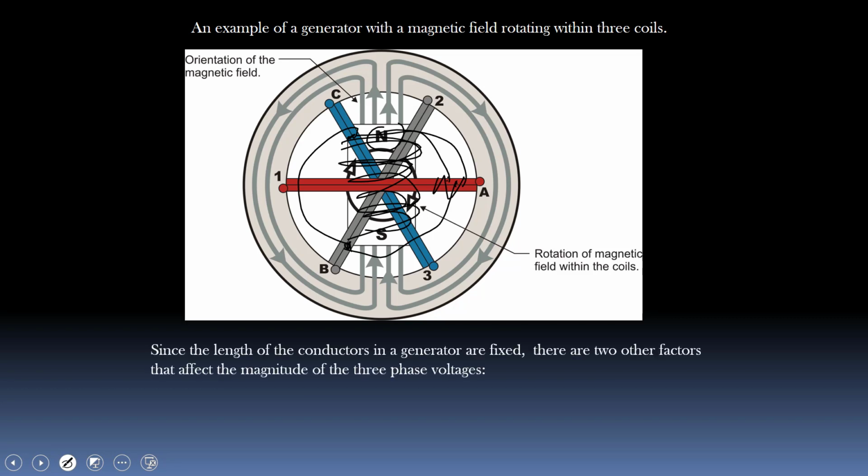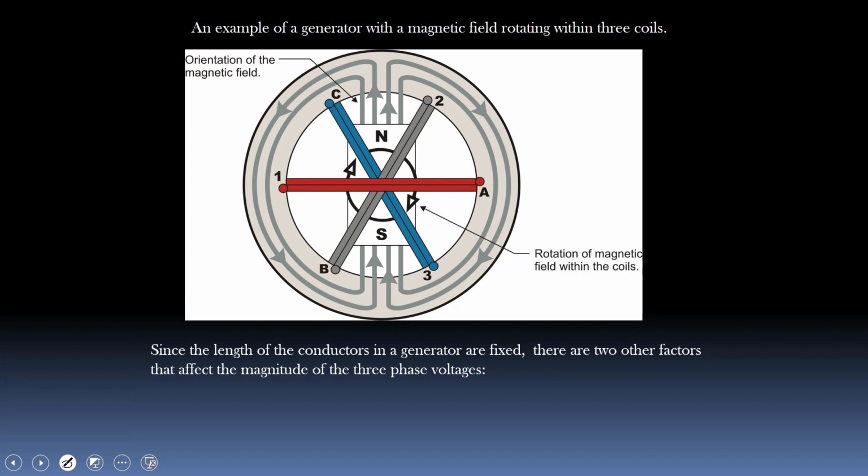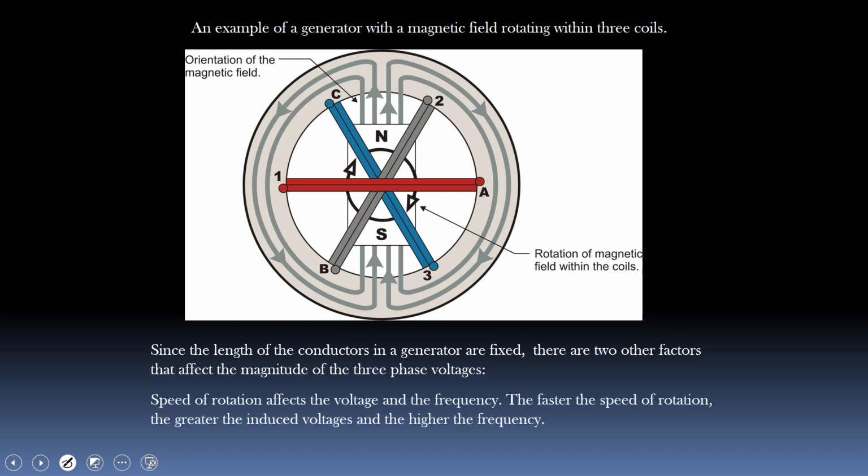So what are the factors that affect this amount of induced voltage? Well, so this is a bit of a review from second period. It says the length of the conductor in the generator, so basically the number of turns, okay, and the other 2 factors that affect the magnitude of the 3-phase voltage are the speed that we rotate it and the flux density, okay, is the other one. So the other 2 factors.